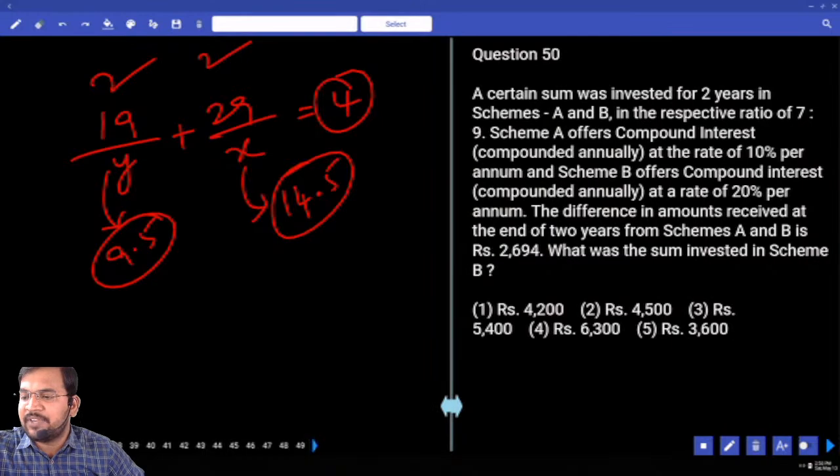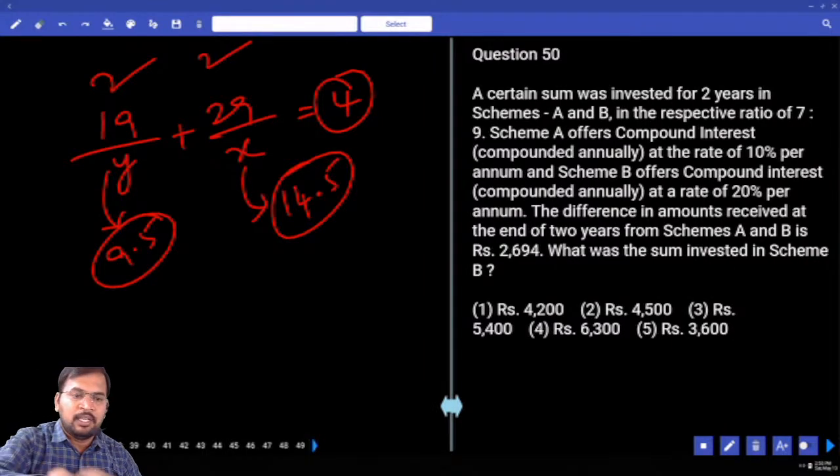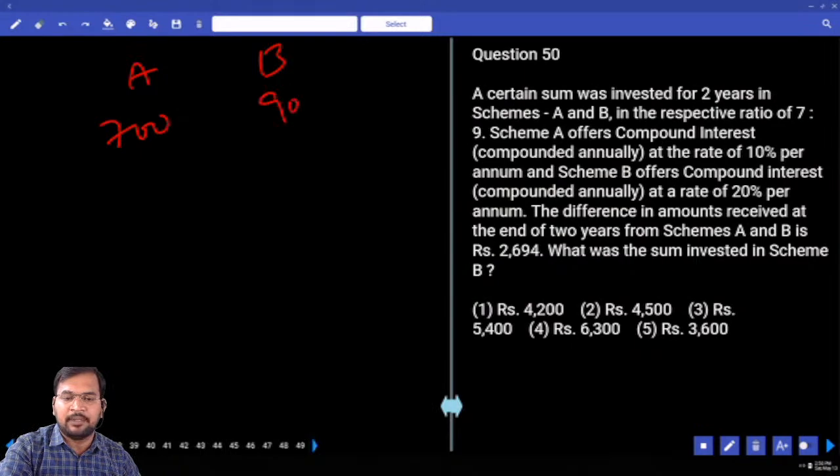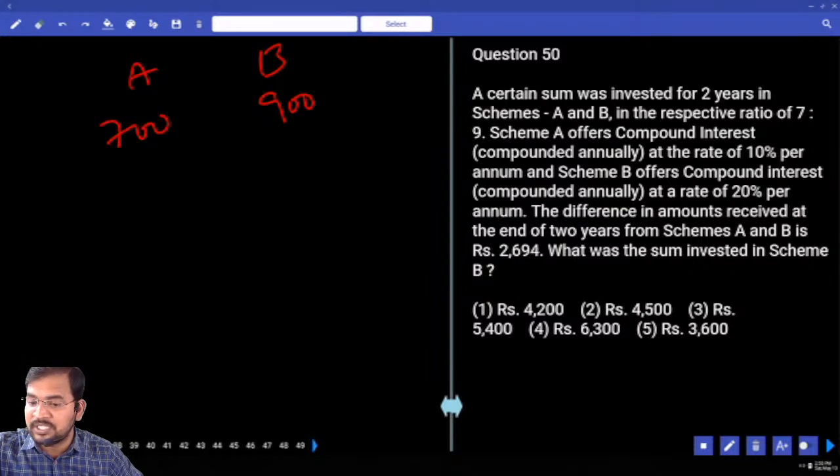A certain sum was invested for 2 years in schemes A and B in the ratio 7:9. In the ratio 7:9, that is 700 to 900. Scheme A offers compound interest at the rate of 10% per annum. Scheme B offers compound interest at the rate of 20% per annum. The difference in the amounts received at the end of 2 years from Scheme A and Scheme B is 2694. What was the sum invested in Scheme B?